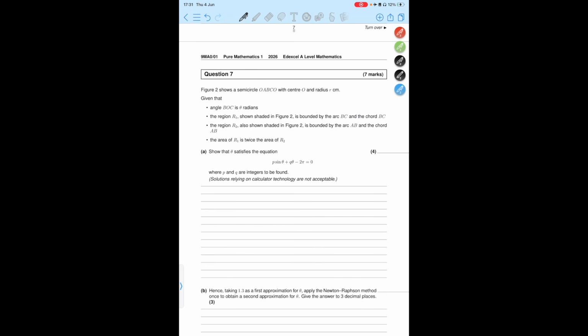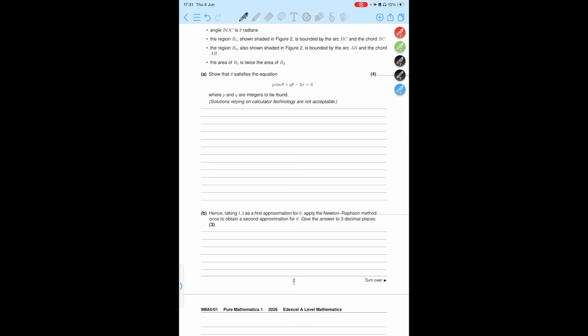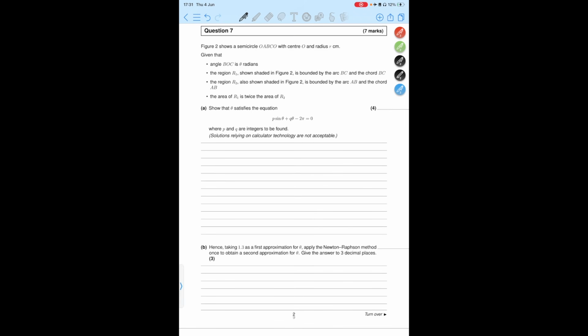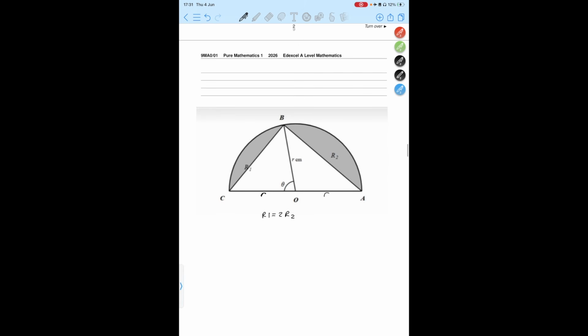Okay, sorry for the cut. I just had to find this diagram and paste it here. Sorry, I'm going to have to go back and forth between the two questions, between the two pages. So we've got the information that, so we've got the semicircle here, and we know that R1 is double R2. Okay. And I had already labeled this before, sorry. R and R.